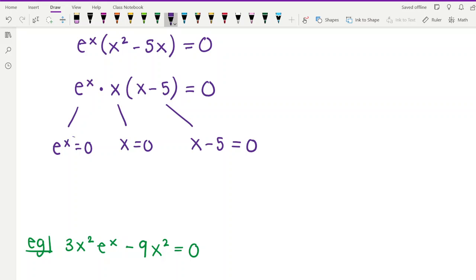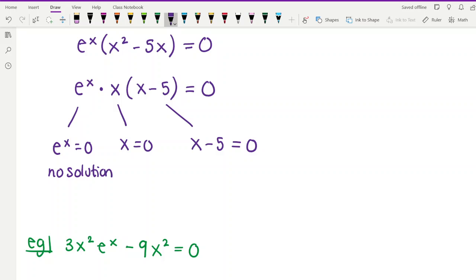This came up earlier in the video. For any non-zero number, you can never raise it to an exponent and get 0. It's just not going to work. E to the 0 is 1, so there's just no option that would give us 0. And so that tells us that this part gives us no solution.